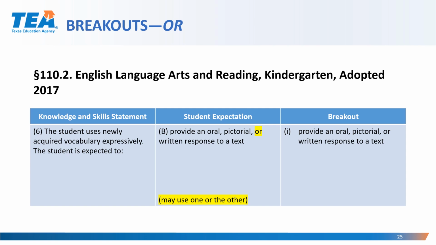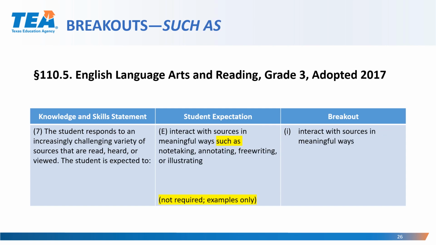Here we have the word or. Since you're only required to demonstrate alignment to one of the things in the list, there's only one breakout. The last example is such as. When you see these words, that tells you that the words that follow are just examples. You are not required to include those specific examples in instructional materials, but you may choose to do so.